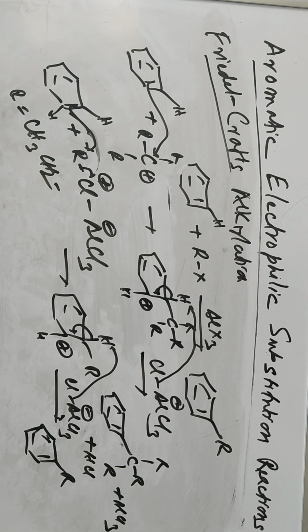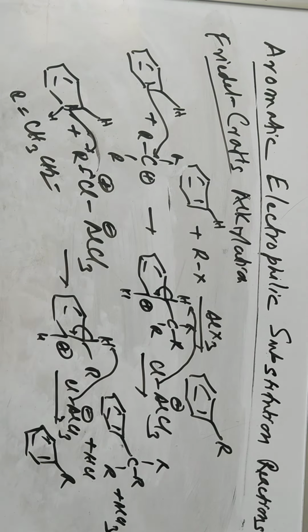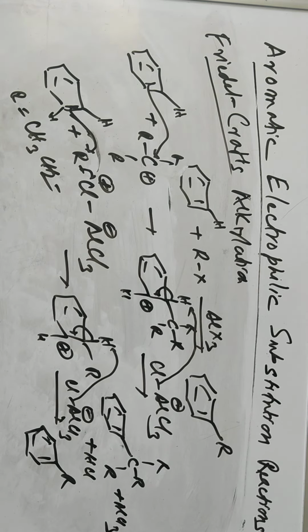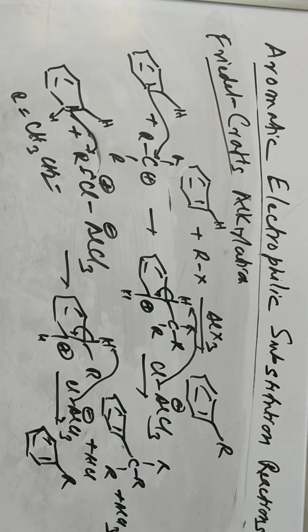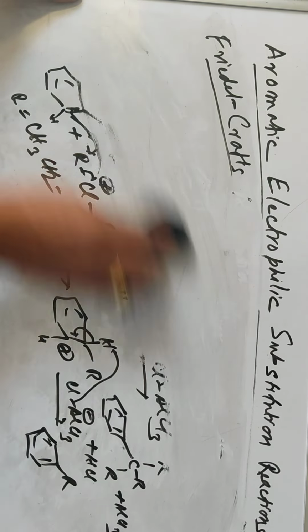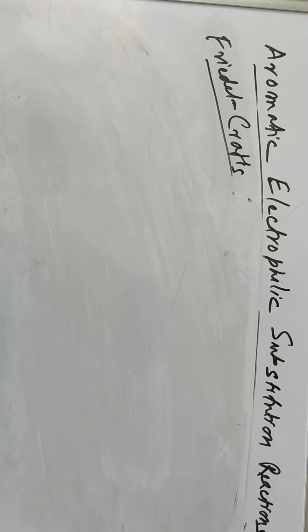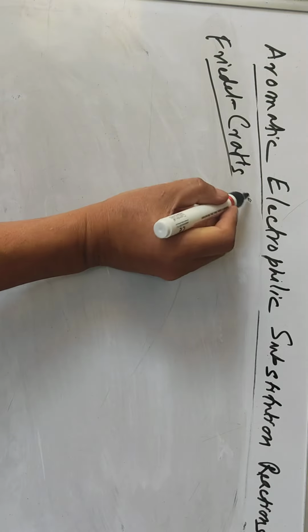So this is about the Friedel-Crafts alkylation reactions. The electrophile can be a tertiary carbocation or a primary carbocation, so we have different types of mechanism depending on the nature of the carbocation. Then you can have the Friedel-Crafts acylation reactions. The acyl groups are added to the benzene ring to form ketones.